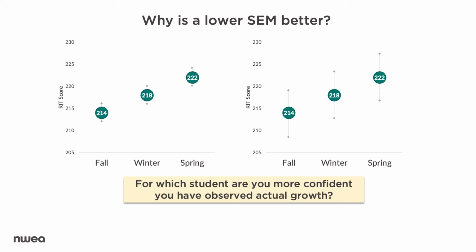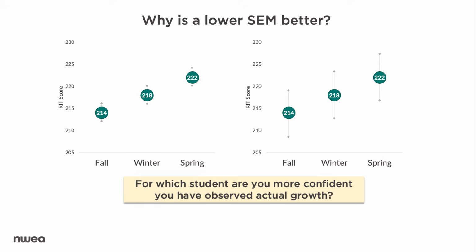Both students you see here have identical RIT scores: 214 in the fall, 218 in the winter, and 222 in the spring. So comparing RIT scores, they've shown the same growth. But for the student on the left, the SEM is smaller. That means we can be much more confident that the growth we're seeing is real. There's no overlap between the fall and spring scores, so it's highly unlikely this change is just noise.